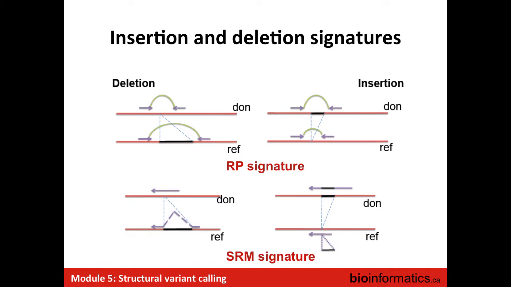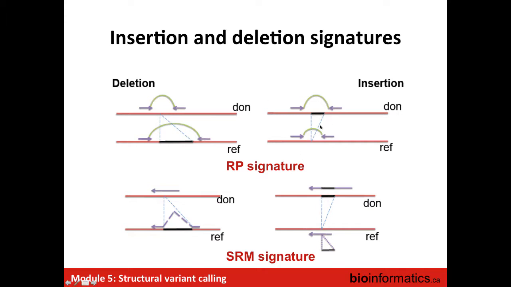So what are the signatures that you can observe with split read? Here is the paired-end mapping, what we saw in the previous methods. If you have a deletion, you expect to see a larger indel, but you also expect to have a read that in your donor is one sequence, but in your reference, the first part of the read will map to the genome, then you will have a break, and the second part will map later on in the genome.